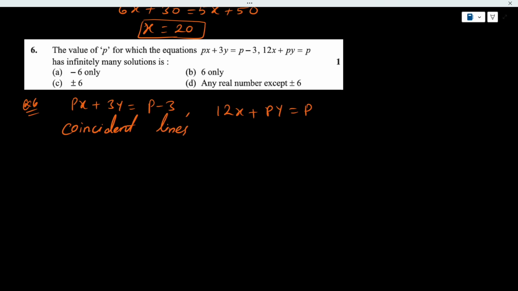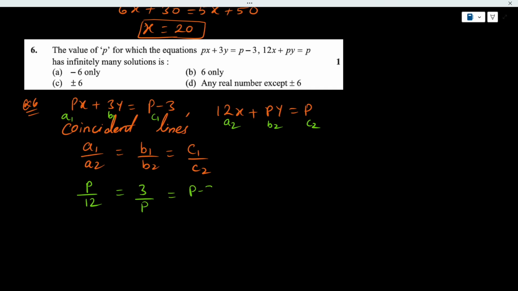And for coincident lines, what is the relationship between the coefficients of these equations? It's a1 by a2 is equal to b1 by b2 is equal to c1 by c2. Now a1, a2, b1, b2, all these are the coefficients of x, y and the constant term, right? So what is the first here? This is your a1, this is your b1, this is your c1. Similarly here, this is your a2, b2 and c2. So what is your a1 here? P by 12 is equal to b1 is 3 by P is equal to P minus 3 by P.